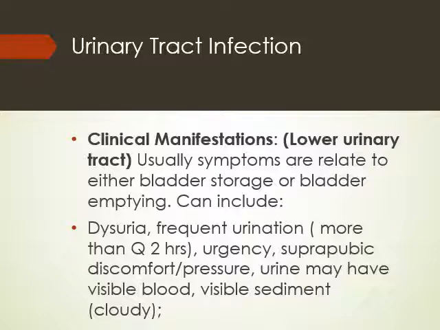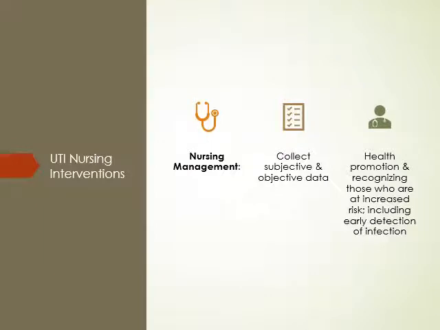Blood in the urine is never normal. Never, never, never, ever, ever. Blood in the urine is always a sign something is going on. So if you have a female who has her period, you might be told to obtain a straight cath because you don't want that blood in the urine. It's not a good sign. Nursing interventions, of course, collect the data, including vital signs. Make sure you're taking a temperature and counting respirations. And then health promotion, teaching, know your patients at risk.